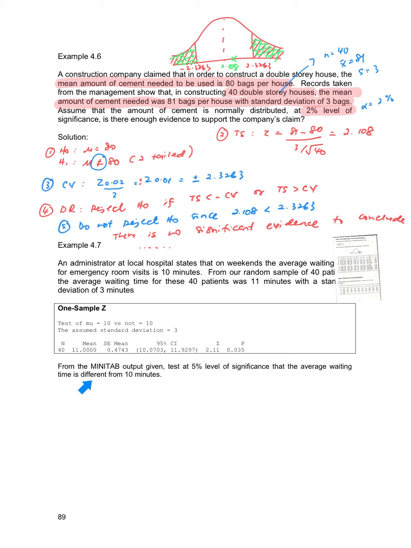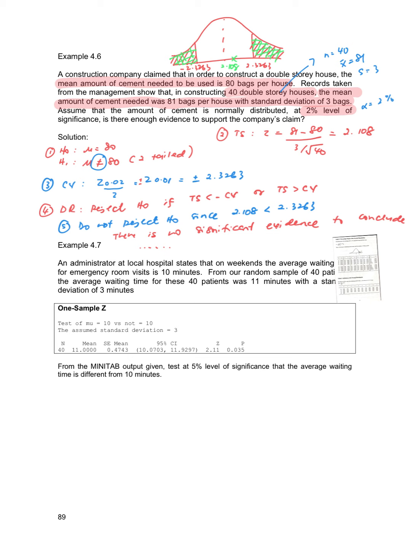Okay, so from the Minitab output given, test at 5% level of significance that the average waiting time is different from 10 minutes. This one is a little different because we do not compare the value of the test statistic and the critical value, but we will use the P value. The steps are the same. We have 5 steps. So let's do the first step first.